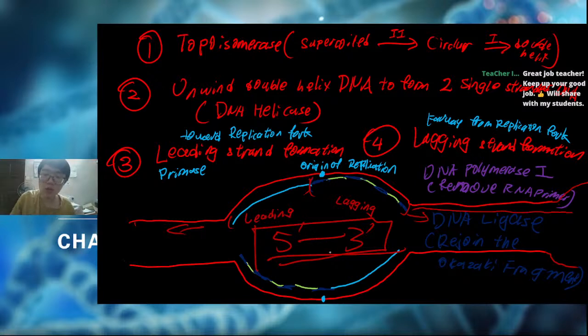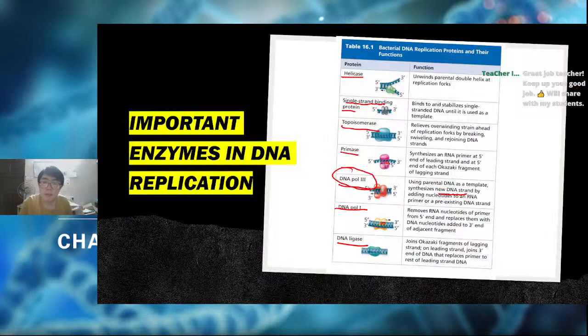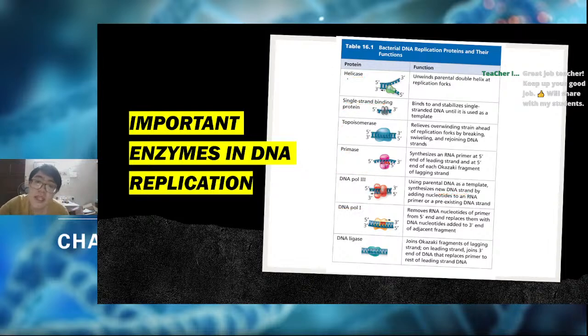And also the enzymes involved in DNA replication. These are the 7 enzymes involved in DNA replication. DNA helicase is the enzyme that unwinds the parental double helix at the replication fork. Single-stranded binding protein stabilizes the unwound DNA. Topoisomerase breaks, swivels, and rejoins DNA strands. Primase synthesizes the RNA primer. DNA polymerase is the main, most important enzyme in DNA replication because it synthesizes the new DNA strand by adding nucleotides.